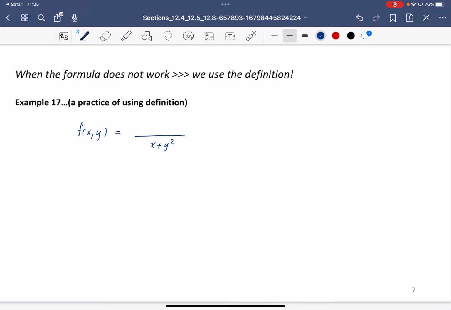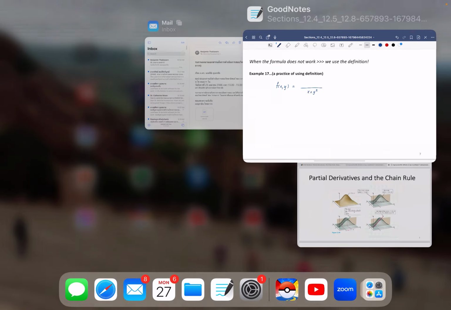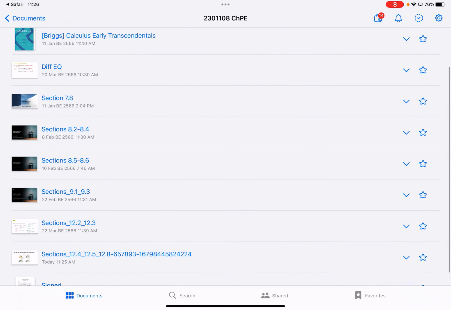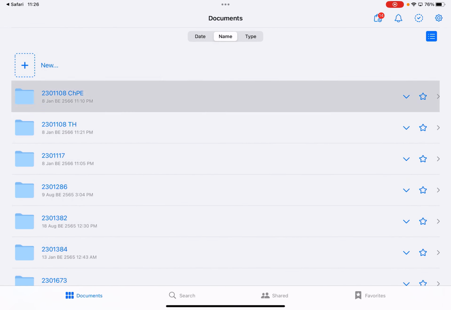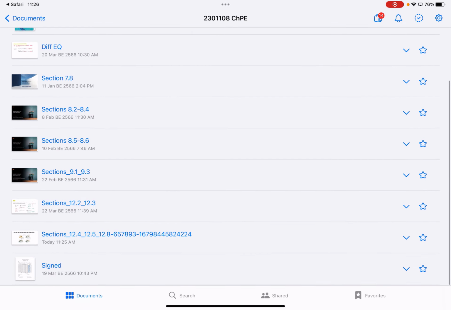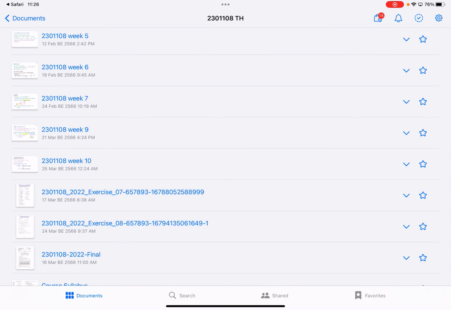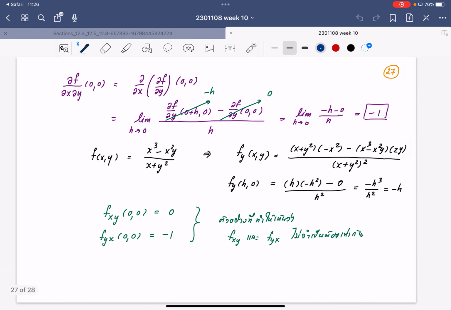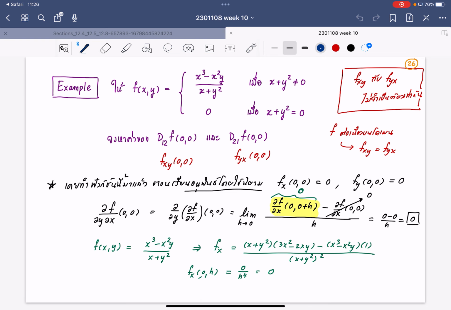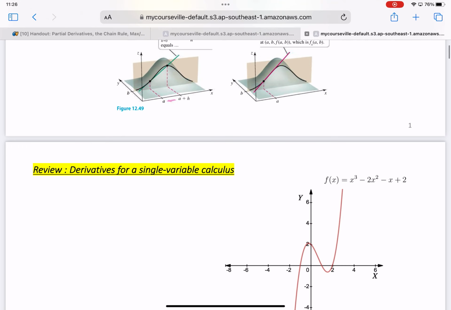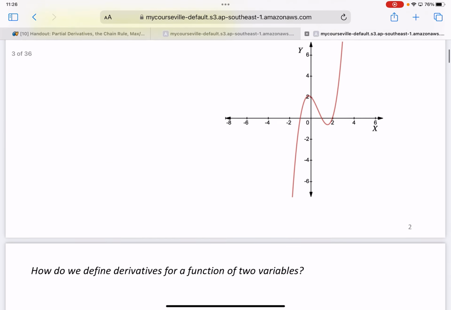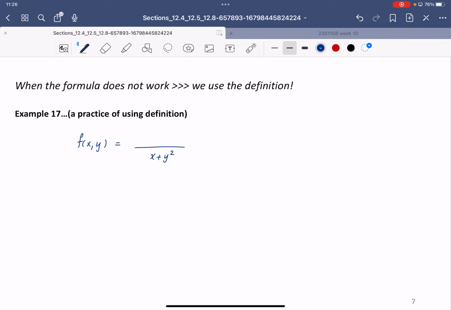Let me try to use a function that is a little bit harder. So I'm gonna just take a look at what I teach the Thai students, so I can use the same function. I think we did before with Thai student. One second. Yeah, let's check this function x cubed minus x squared y. Okay, let's do this one. X cubed minus x squared y.